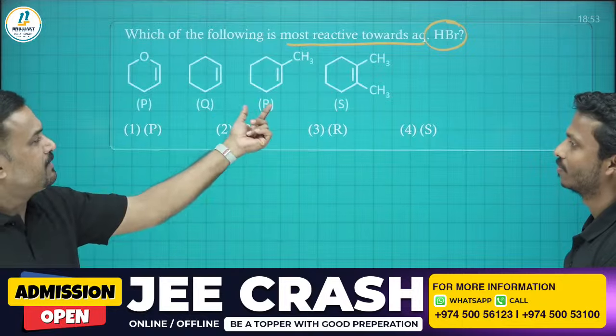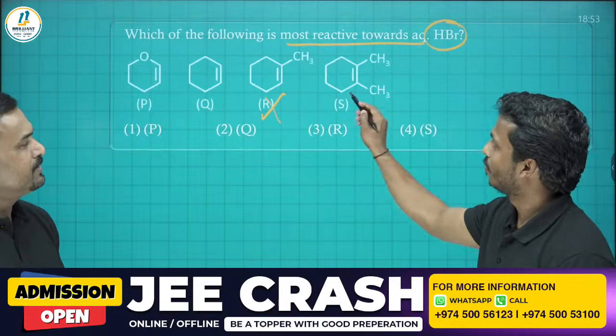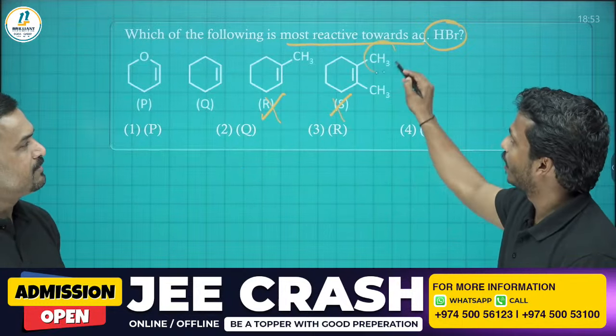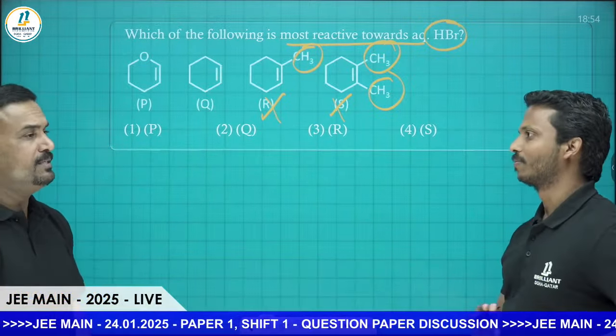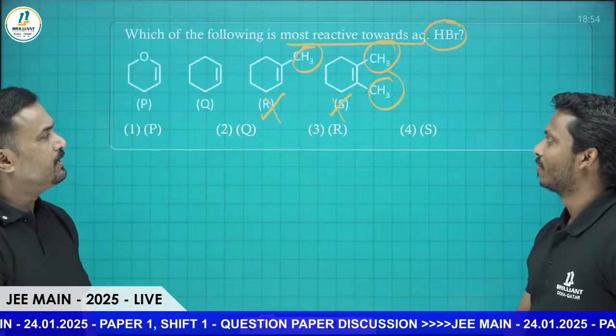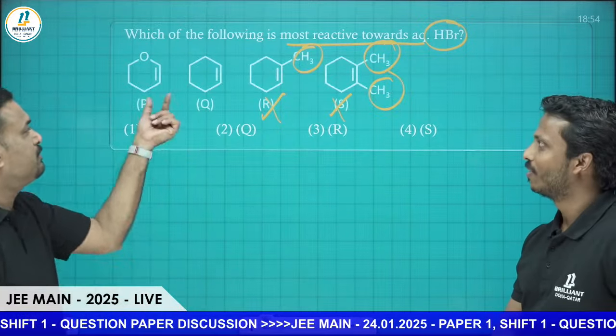But here R and S can be easily eliminated. The bulky groups are there, so steric hindrance is there. Br minus is the species which needs to approach, so that will be hindered by this group. That way you can easily remember. You can eliminate these easily. Either P or Q can be the answer. From these two, you have to go.